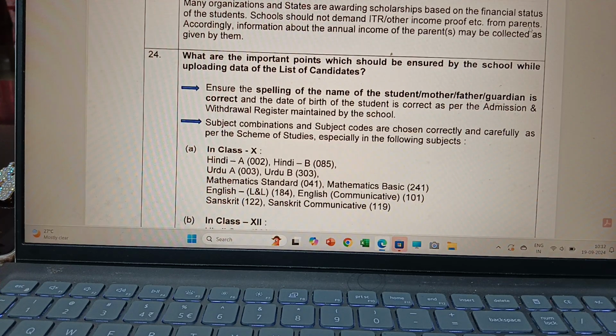24th question. What are the important points which should be ensured by the school while uploading data of the list of candidates? Ensure the spelling of the name of the student, mother, father, guardian is correct, and the date of birth of the student is correct as per the admission and withdrawal register maintained by the school. Next important point is subject combinations and subject codes are chosen correctly and carefully as per the scheme of studies, especially in the following subjects.